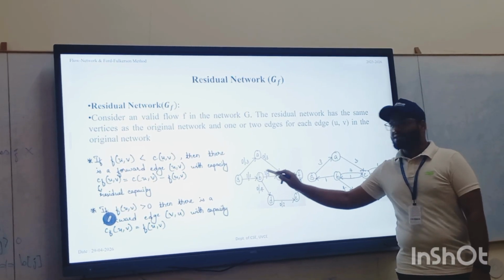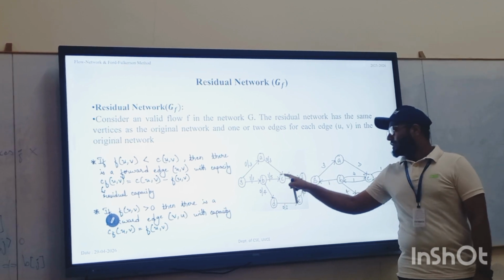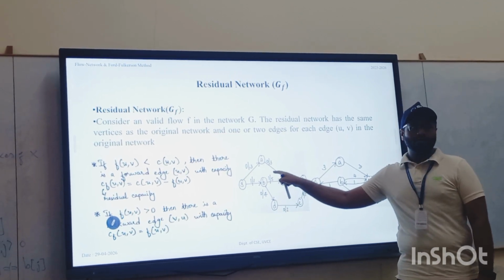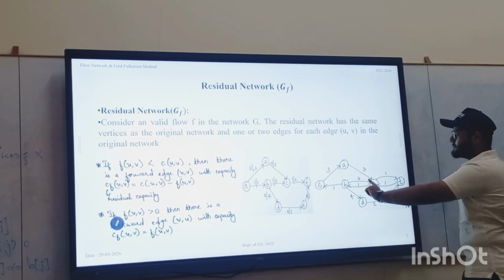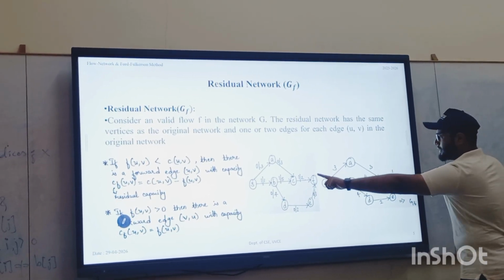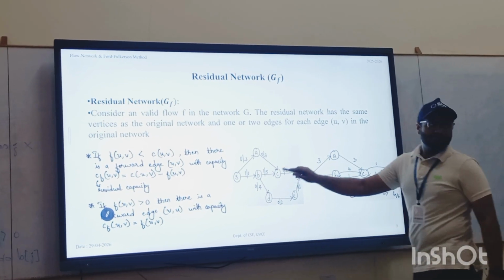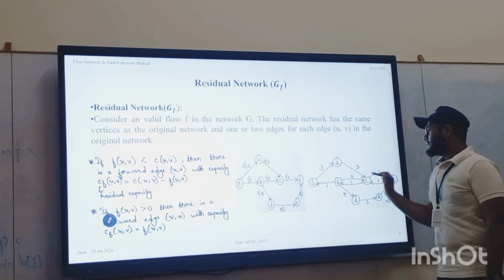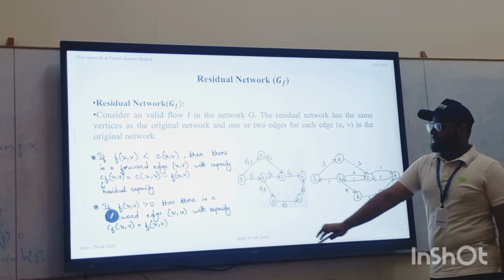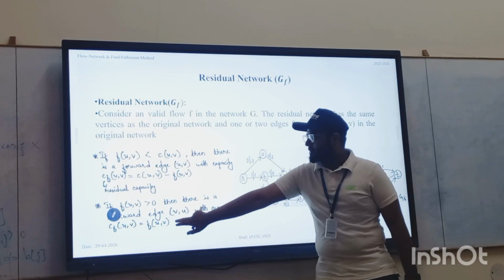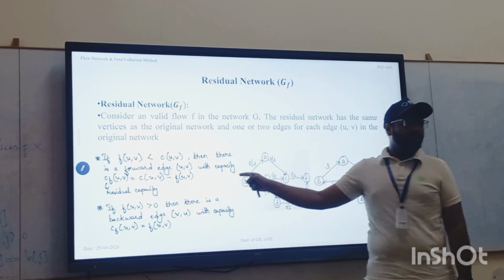And the flow is greater than 0, it is 1. So you'll have a backward edge with the flow value. Understood? So this is what we consider. See here 5 minus 1, 4, and here the backward edge 1. Here you see, you have 2 minus 1 as the forward edge we are constructing, and the backward edge is the same value. So this is what the term is. If you want, you can note down this.